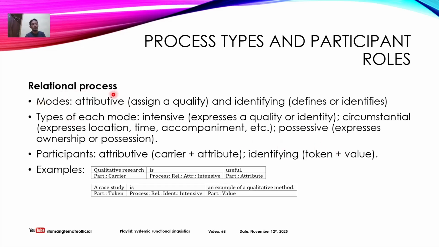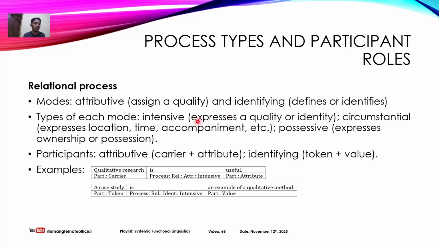Alright, now relational process. Relational process functions to describe the relationship between participants. Okay, there are two modes of the relational process. The first one is the attributive relational process, which assigns a quality to a participant, and the second one is the relational identifying process, which defines or identifies, or equates the participant with something else.